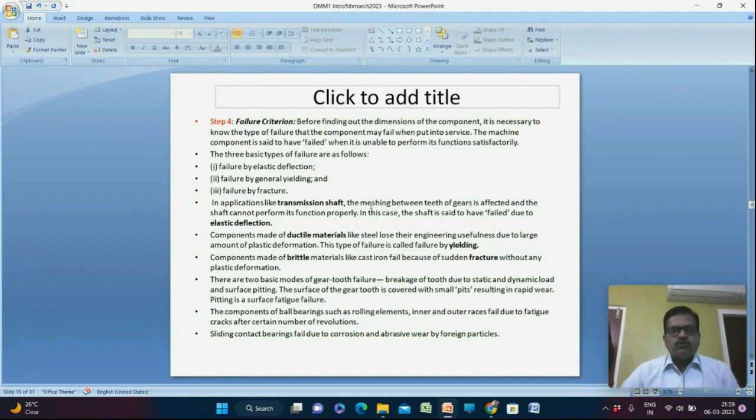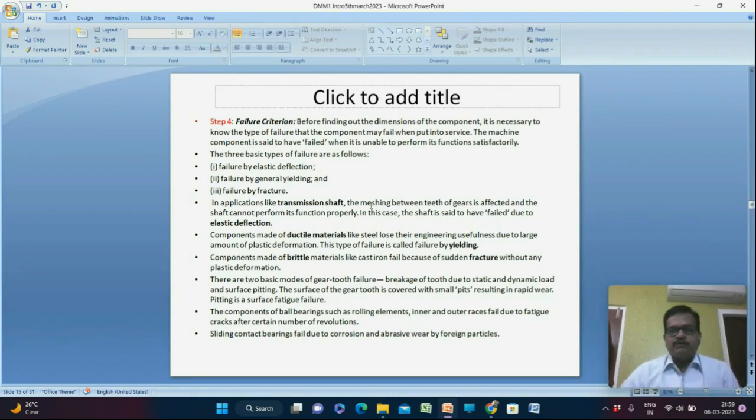So there are two basic modes of gear tooth failure. Number one, breakage of tooth due to static and dynamic load, and next one is surface pitting. The surface of the gear tooth is covered with small pits resulting in rapid wear. So pitting is a surface fatigue failure.